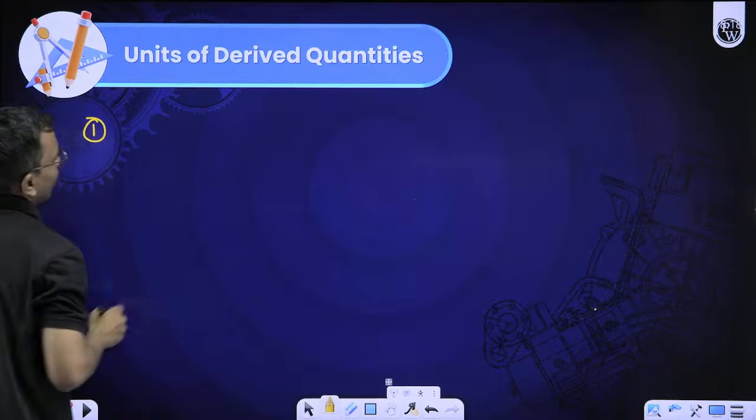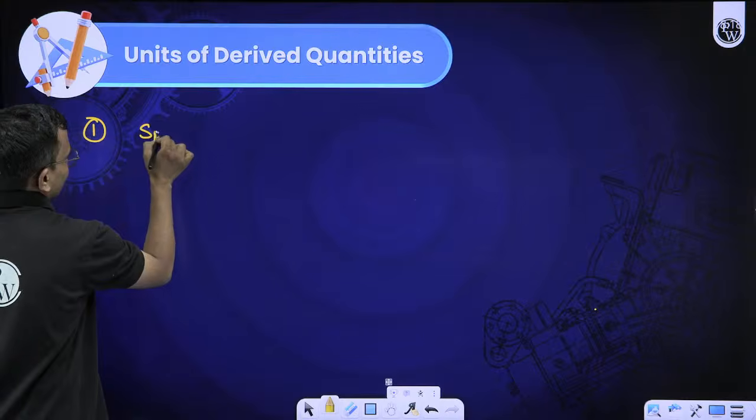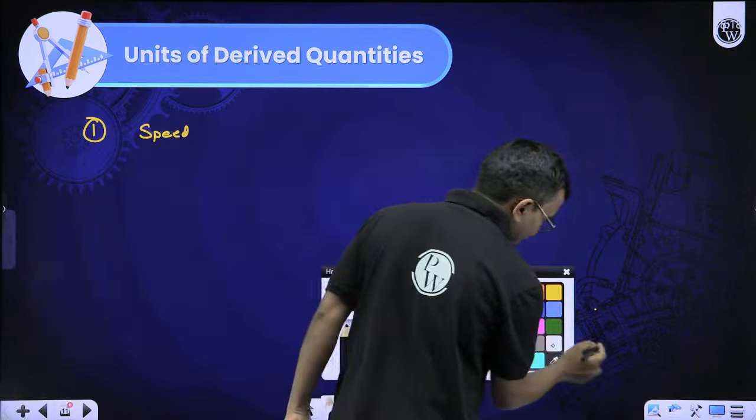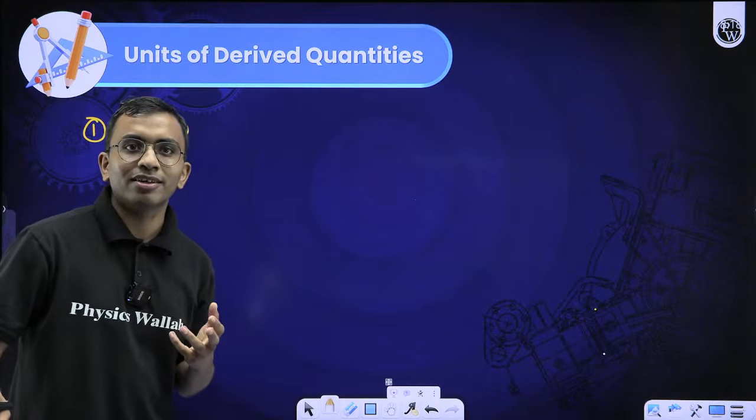So first of all, let us talk about velocity, or let us talk about speed. Simple. So whenever you have to write the unit of any derived quantity, first of all, try to write any of the formula.